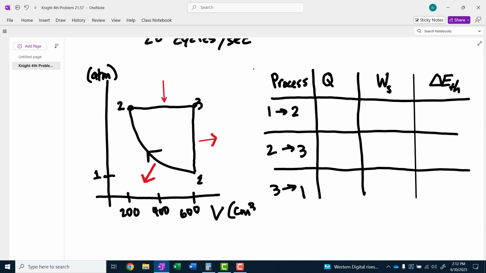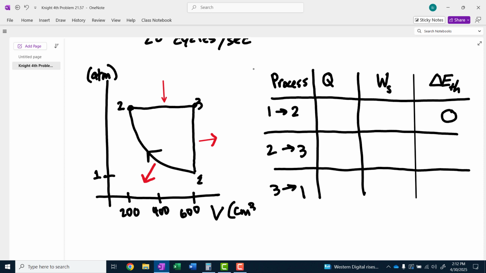Okay, so from 1 to 2, you might as well start with the easy ones, right? Because oftentimes, 1 or more of these quantities is 0. 1 to 2 is an isothermal process. And remember, for an ideal gas, this is not true for all systems, but for an ideal gas, the thermal energy is totally determined by the temperature. So if the temperature is not changing, then neither is the thermal energy. So there's no change in thermal energy.